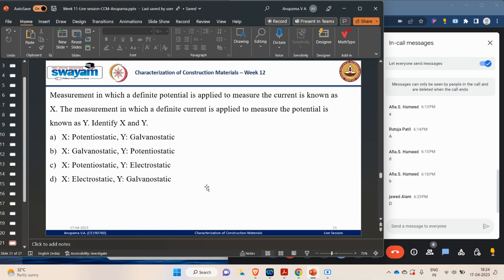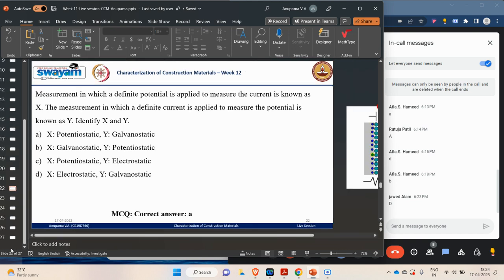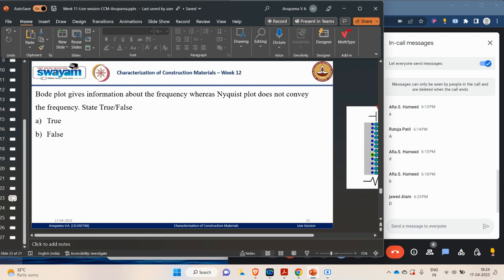Okay, so let's move to the correct answer. The correct answer is option A, potentiostatic and galvanostatic. So if you apply a definite potential and then measure the current, it's known as potentiostatic. Static means it is stationary, it is not moving. It is definite. So giving a definite potential is potentiostatic. Then if you give a definite current and then measure the potential, it's known as galvanostatic. Let's move to the next question.